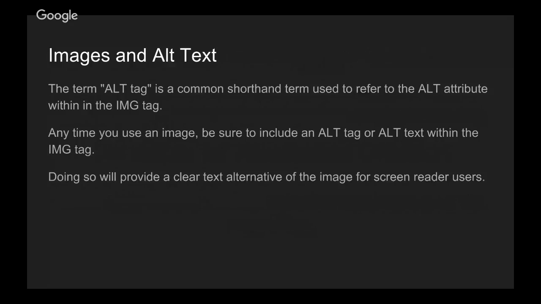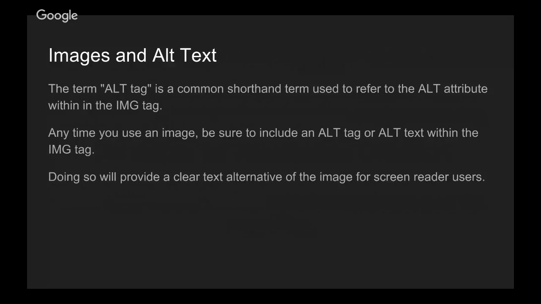So for example, if you're in your Canvas course and you have a picture in there, a screen reader is going to read the image as 6141962 dash whatever dot JPEG. That's what it's going to read it as. The alt tag is actually a descriptive text that you can put in there that will actually describe the picture.